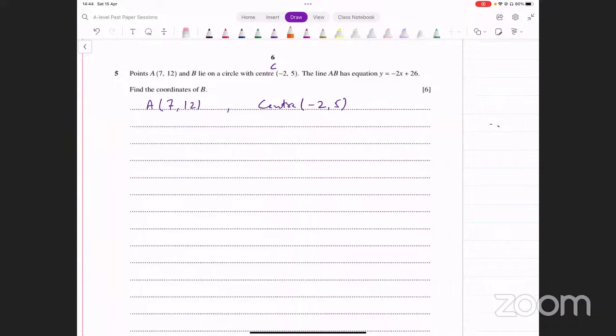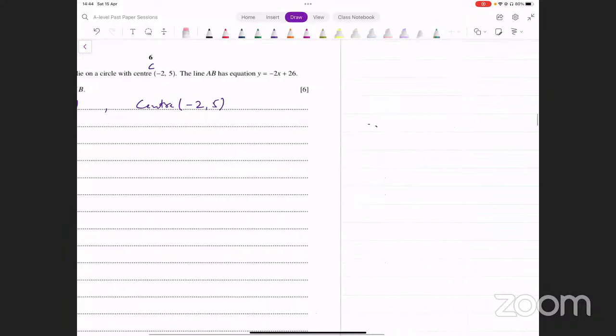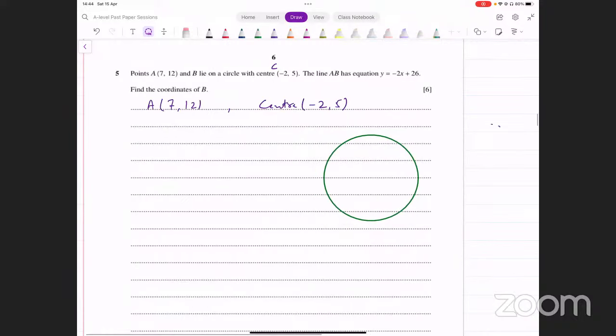In circles, I would recommend one thing you should always do: just sketch a rough diagram for this. So let's say you have a circle that looks something like this. What is the information that you have here? Let's represent that on this diagram. It will help you understand the situation better.